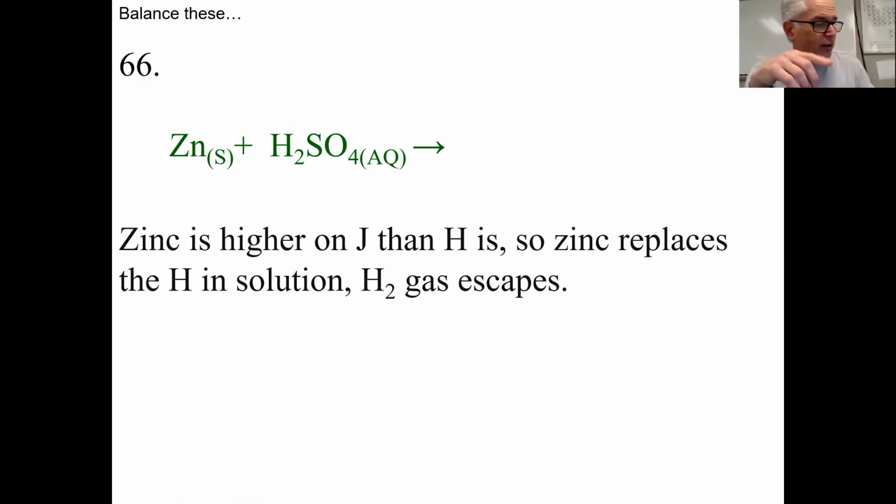Zinc goes into H2SO4. So on table J, because it's a setup, we got atoms going into an aqueous solution. On table J, we got to see zinc, hydrogen, and sulfate. And as it turns out, no sulfate at all. So zinc is way up here, and down here is the hydrogen. So the zinc is much higher, much more reactive than hydrogen. So when you put zinc into sulfuric acid, the zinc bumps the hydrogen out and takes its place.